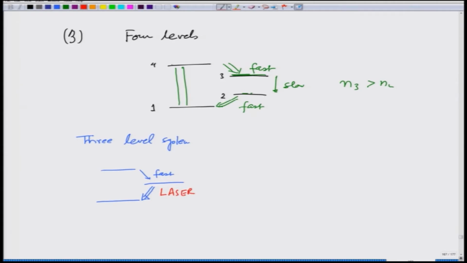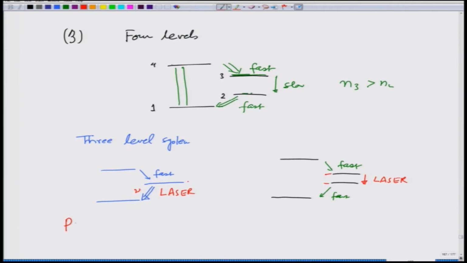So, laser is going to be of the frequency corresponding to level 2 and level 3 in a 4 level system. This is fast, so is this, and the level in the middle are going to be laser. So, laser frequency is going to be corresponding to the frequency between these two levels. So, this is how population inversion is achieved.